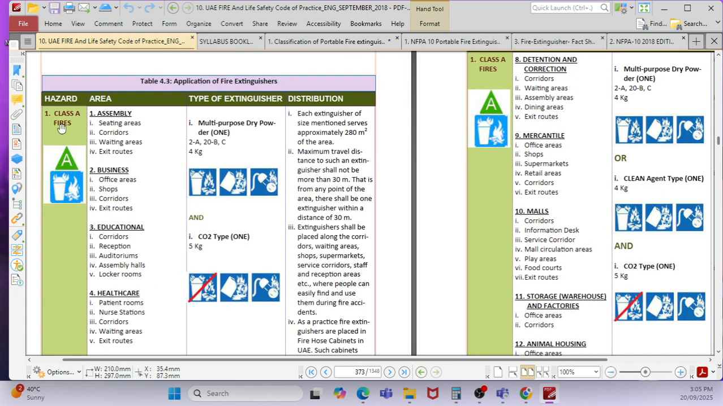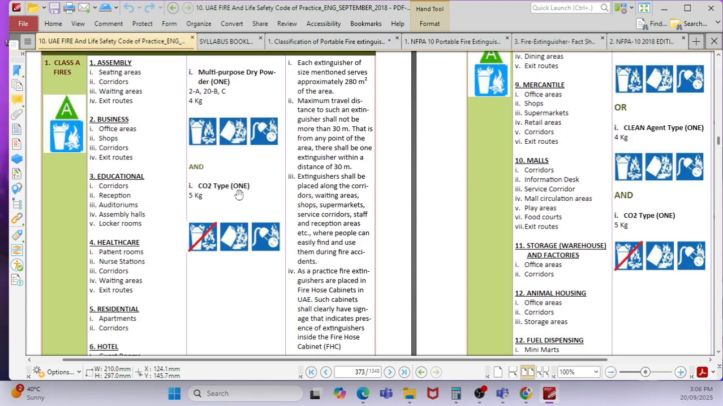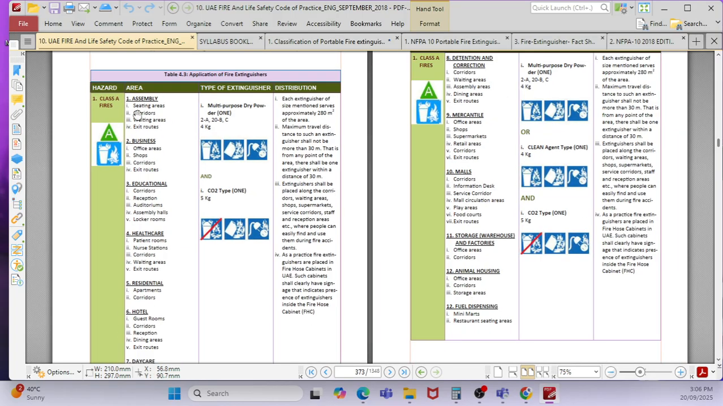Okay, this is the class A fire extinguisher where you have to use. Assembly, business, education, what type of areas: seating area, corridor, waiting area. Type of extinguishers, whether it is a multi-purpose dry powder, which is 2A to 20B, C 4 kg, or you can use CO2 type fire extinguishers, 5 kg. For this application, it is considered as a class A fire, and for the type of fire extinguisher you can use either multi-purpose dry powder or CO2 type. You can use any one.